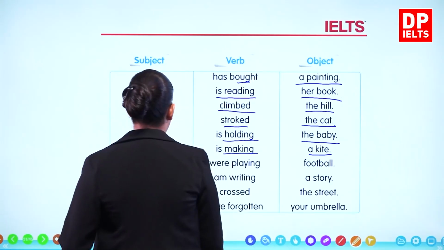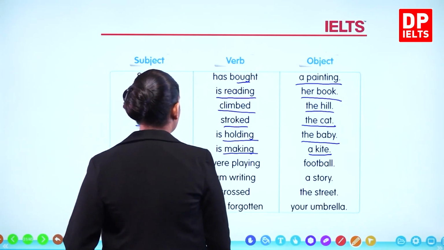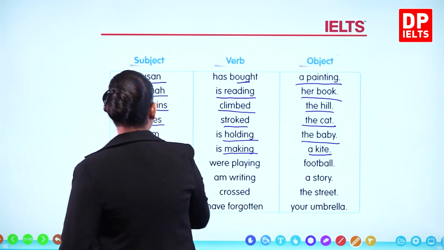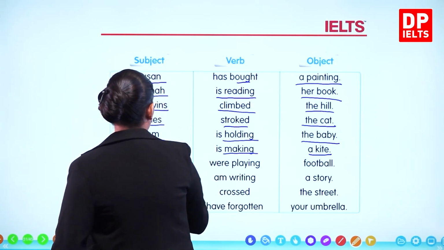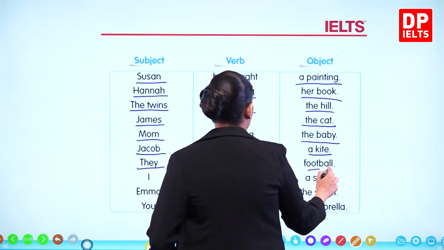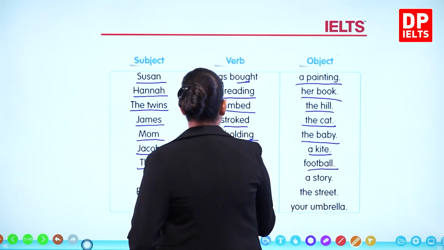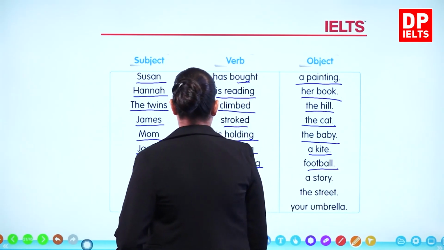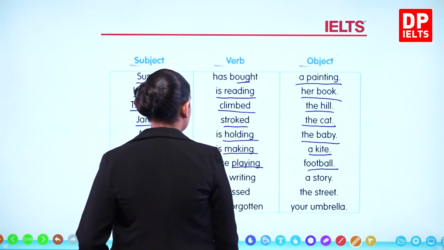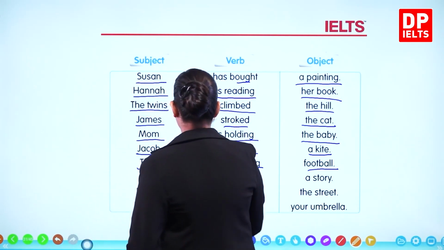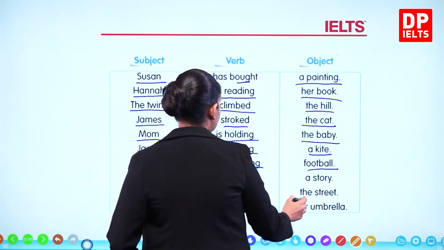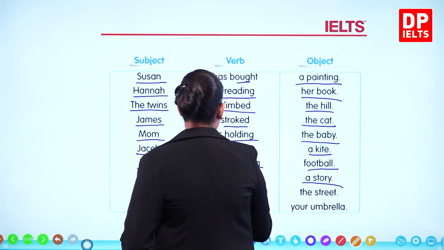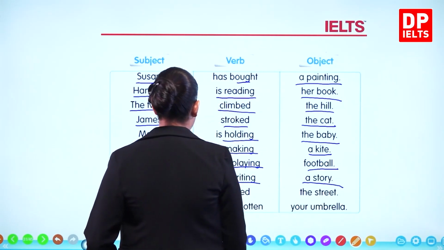So object. They were playing football. Who were playing football? They. What were they playing? Football. Verb is playing. I am writing a story. Who is writing a story? I. What am I writing? A story. Write is the verb.